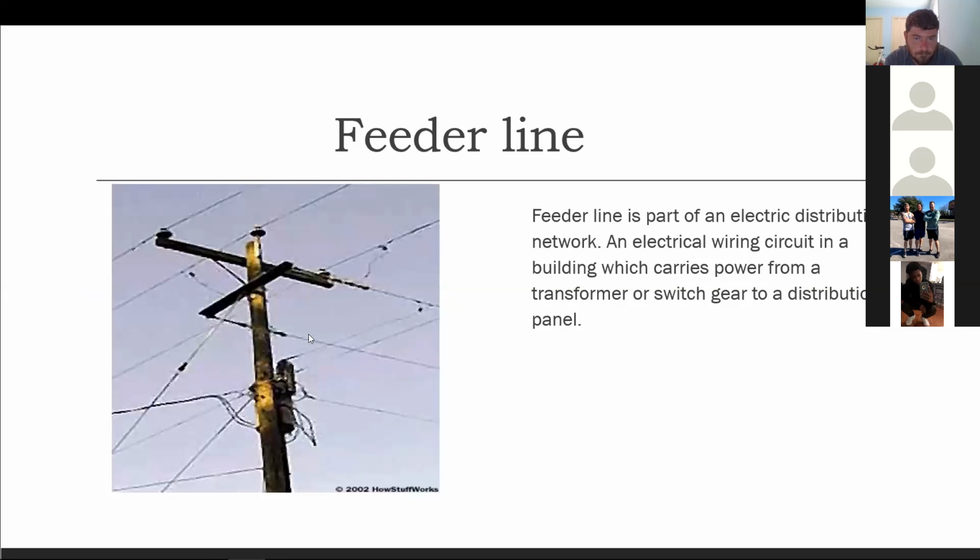Then we move to a feeder line, which I believe is behind the transformer. You see it right there? You want this one right here? The one, no, lower. This one right here? Lower. This one right here? I believe so, right? Okay.